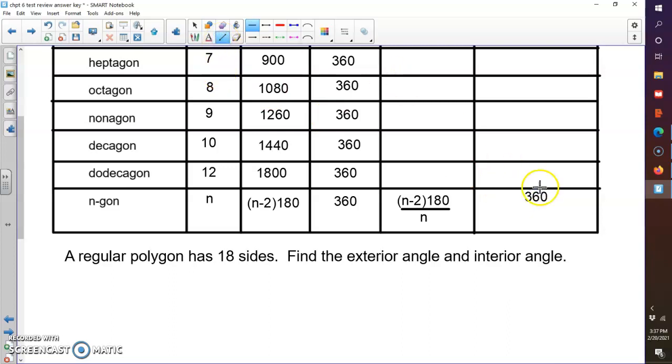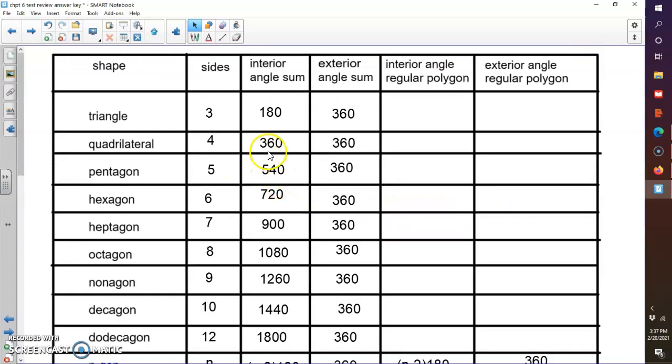Now remember, this only works for regular polygons. It does not work for any polygon. It's got to be regular, which means all the sides and all the angles are equal. The interior angle sum works for any polygon, but one measure of an interior angle or one measure of an exterior angle can only be found if you have a regular polygon.